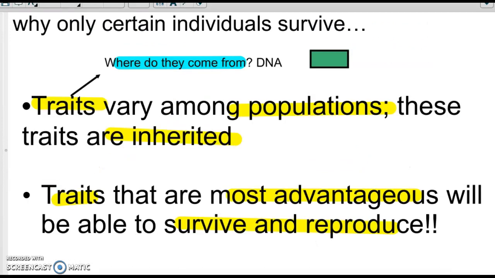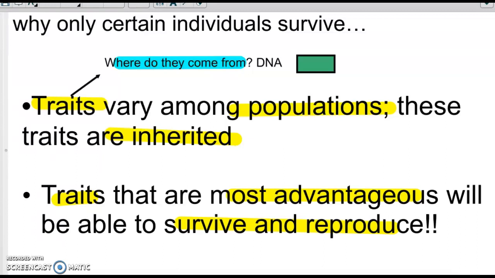So why do only certain individuals survive? Well, here is the bottom left of your evolution definition, and that is, first of all, traits vary among populations. And where did these traits come from? They come from DNA, remember. And so they have to be passed down, they have to be inheritable. So the traits that are more advantageous, the more they will be able to survive and reproduce. So that is why certain individuals may be likely to survive, because they have a trait that provides them an advantage over the other individuals in the population for them to be able to survive and reproduce.